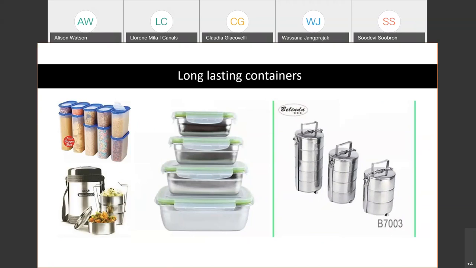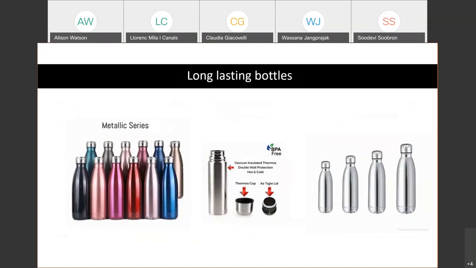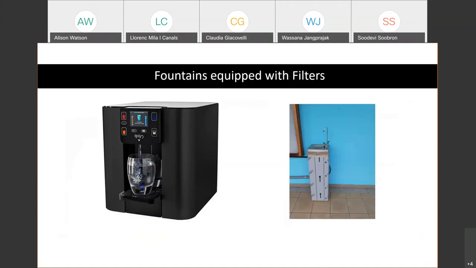So this is a long-lasting bottle. It is widely being used by our students, and we are also promoting them in our events and workshops so that they can use it. And we are also planning to have fountains installed in our public places, in our schools, and in our government offices.